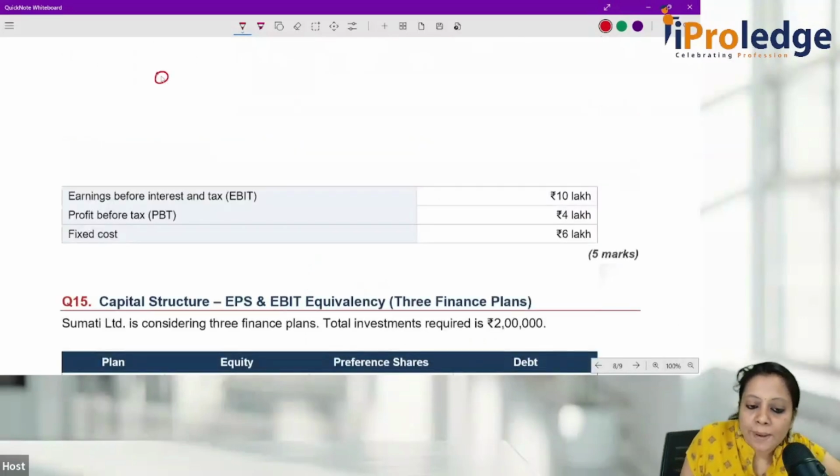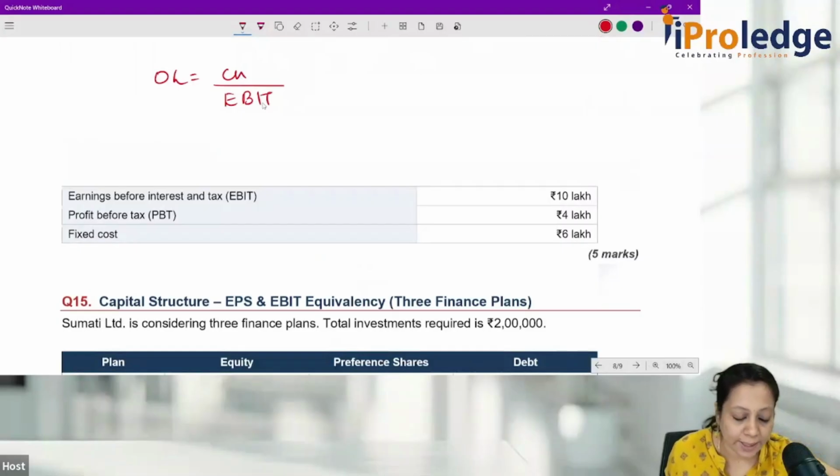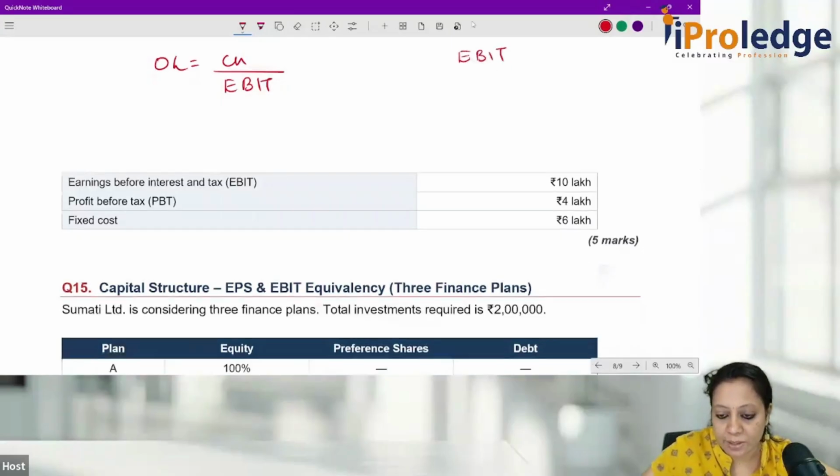So operating leverage is equal to what? Contribution divided by EBIT. It measures business risk. Okay. So now what and all is given to us? EBIT is given to us. Fixed cost is also given to us.